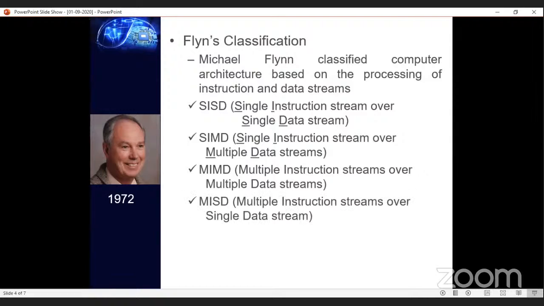Okay, so one more architecture is there. What is that? MISD, multiple instruction streams over single data stream. It is yet another architecture of computer classified by Michael Flynn. So what is it doing? MISD operates on a single data stream with the help of multiple instructions. So what will vary here? You see the instruction and the data.